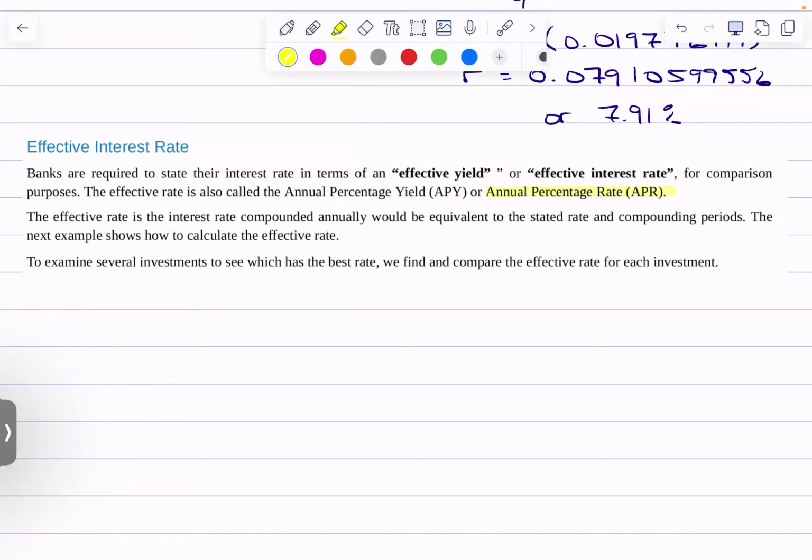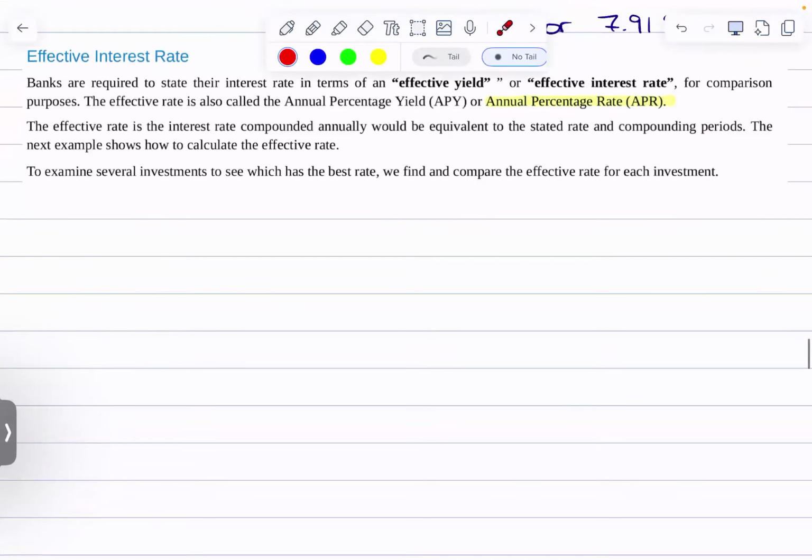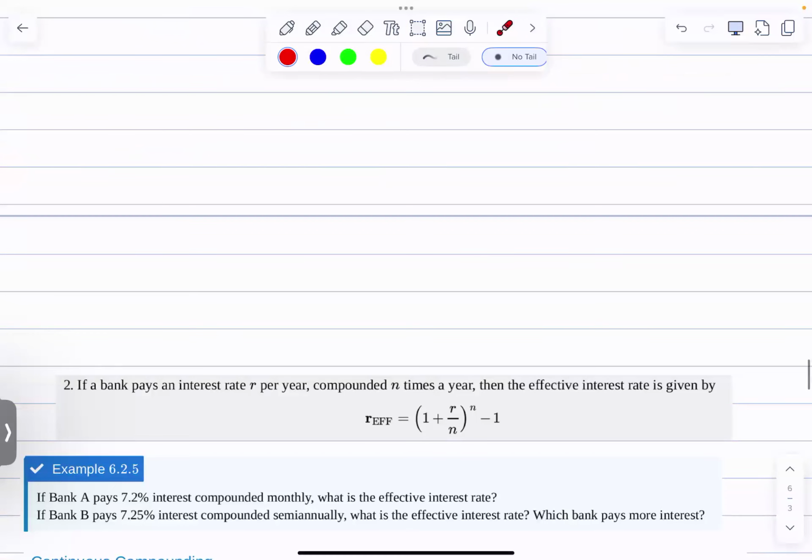The effective rate is the interest rate compounded annually that would be equivalent to the stated rate and the compounding periods. So it's just a way of bringing all these rates to an equivalent, comparable rate that's compounded annually. And so I want to just give it to you.